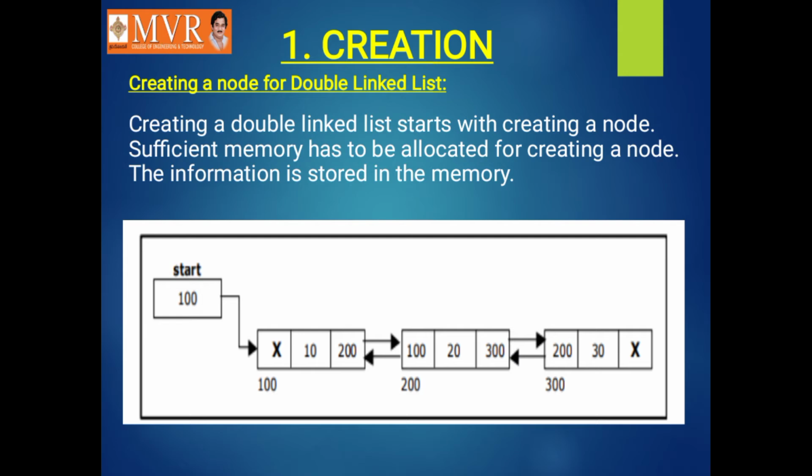Like this I can move backward also, that is starting from the 300th location, I will follow the left link of the node, that is 200, then go to 100, then go to the header node, that is traverse front and back.